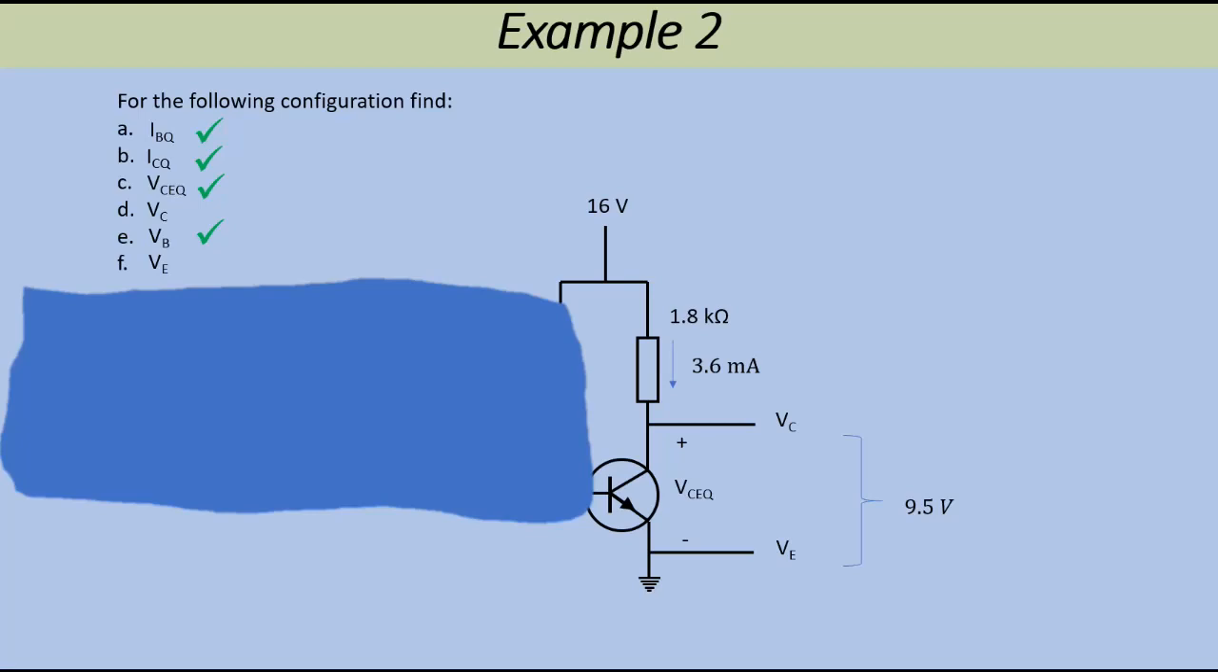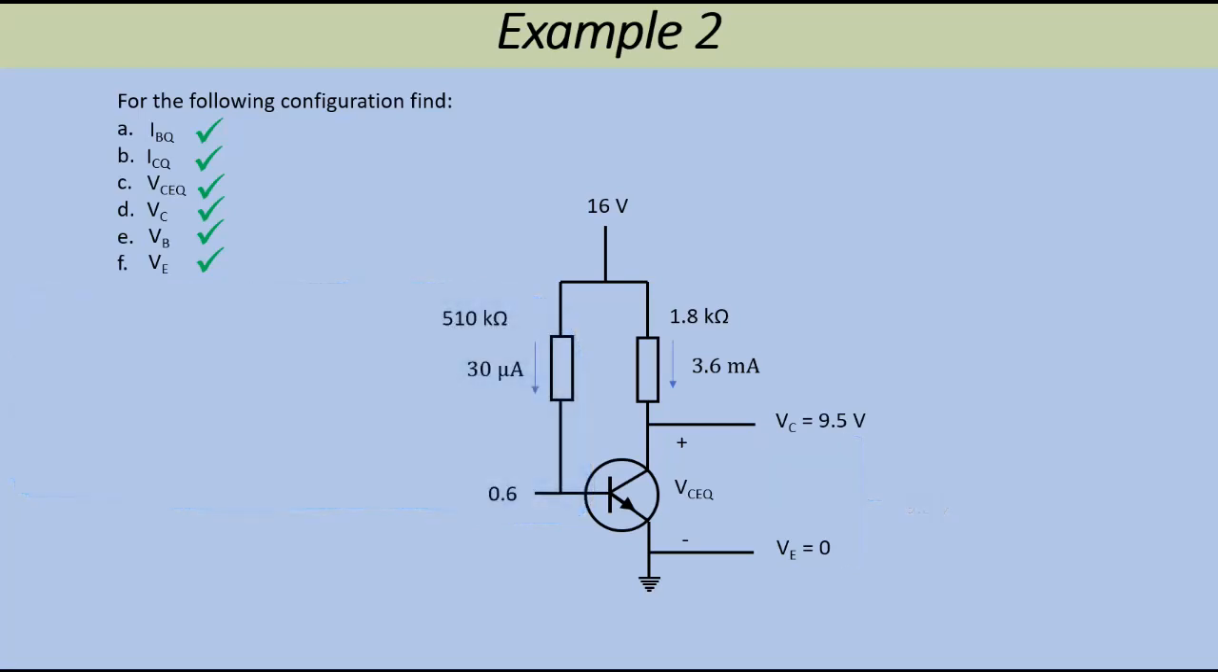And therefore, if there's 9.5 volt potential difference between the emitter and the collector, then the collector must be at 9.5 volts. So VE is 0 and VC is just 9.5. Rather trivial, actually. In fact, we could have plugged that straight in almost at the beginning. Okay, so that completes example number 2.